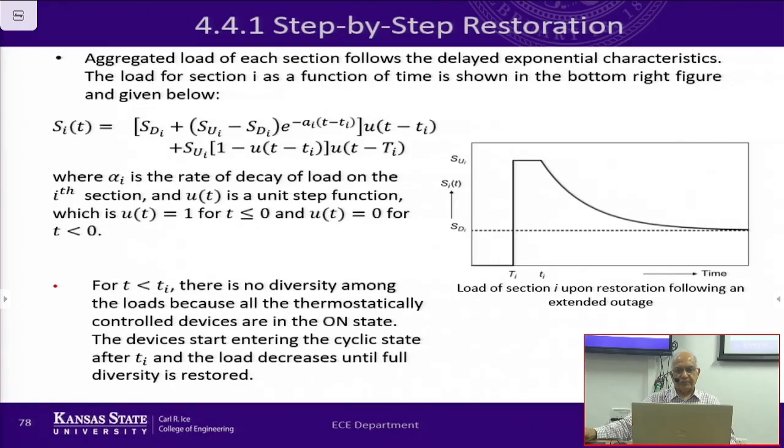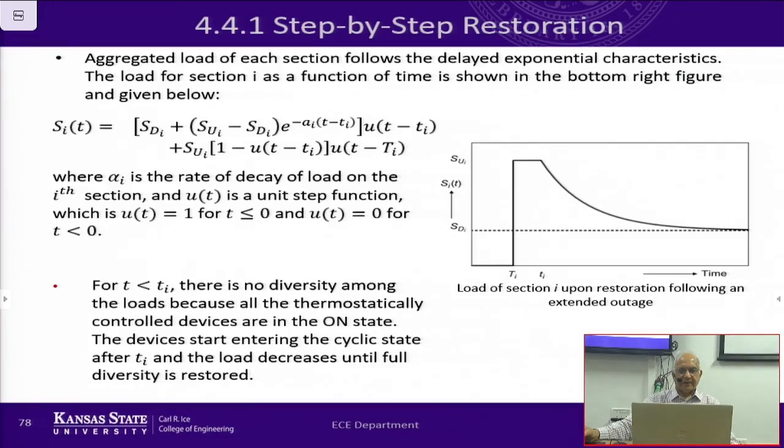The demand goes to SUI, which is considered the undiversified demand, and SD is the diversified demand. The load stays constant for a short duration, and then gradually it comes down to a value which we call the diversified demand. So you can see that we can write, and of course what we are assuming is that this alpha here is the exponential function, and alpha is the rate at which the exponential function is going to decay.